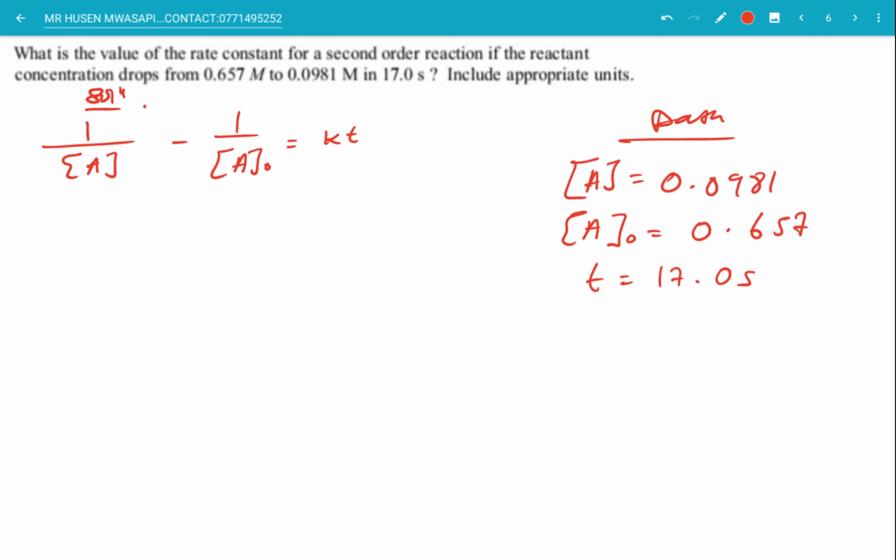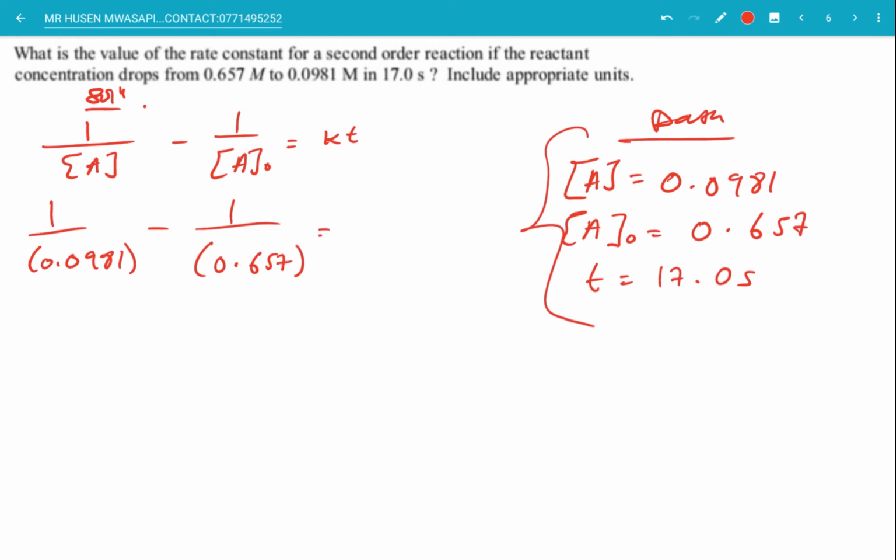So all we have to do now is substitute what we have in the formula. So it's going to be 1 over the concentration, which is 0.0981, minus 1 over 0.657, being equal to K times what? 17. Now if you manipulate this clearly, what you'll be having is this.